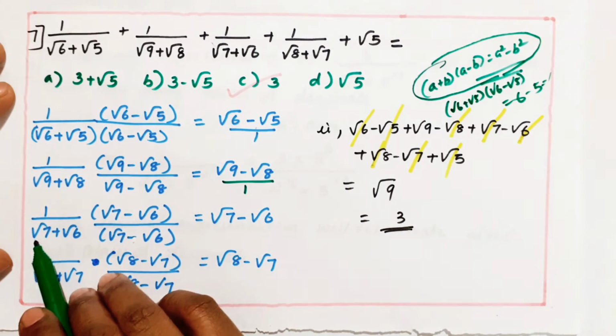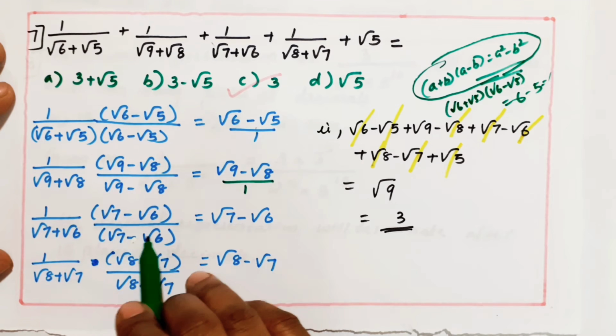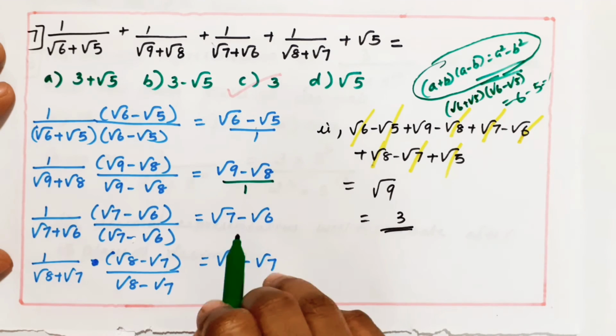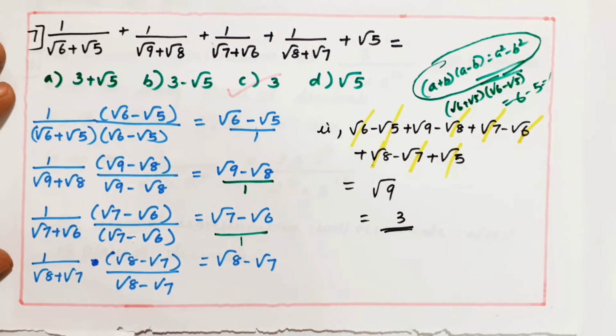Third term, 1 by root 7 plus root 6. Rationalization by the term root 7 minus root 6 in numerator and denominator. So it is root 7 minus root 6 in the numerator. The denominator here also will be 1 because 7 minus 6. Fourth term, 1 by root 8 plus root 7. That also needs conjugate multiplication. Root 8 minus root 7 in numerator and denominator, just the opposite sign of this. So we are writing root 8 minus root 7 because the denominator, when we do it, is in the form of A plus B into A minus B, A square minus B square.